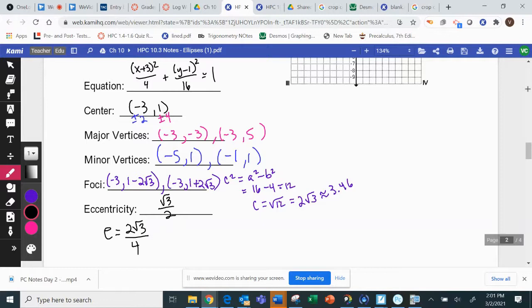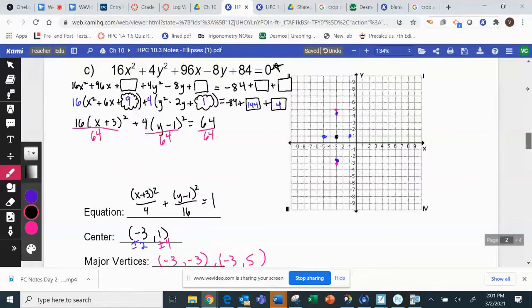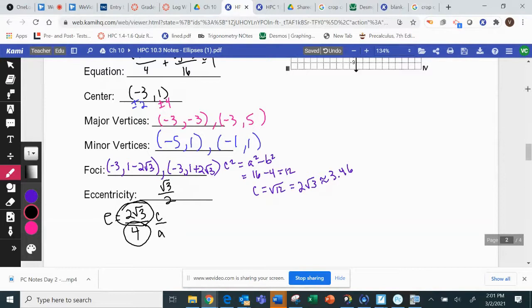What? What did I do wrong? C over A, right? Yeah, right here. 2 radical 3. A squared is 16, so A is 4. Oh, that's right. Oh, I typed it in wrong. Oh yeah, that's a better number when I typed it in the second time. What? Say it again. Eleni, I didn't hear your question.